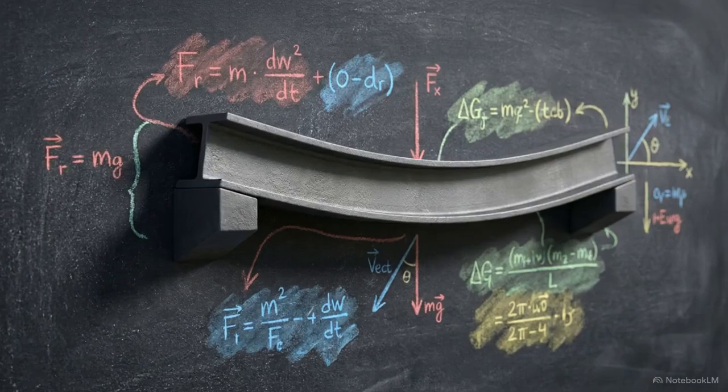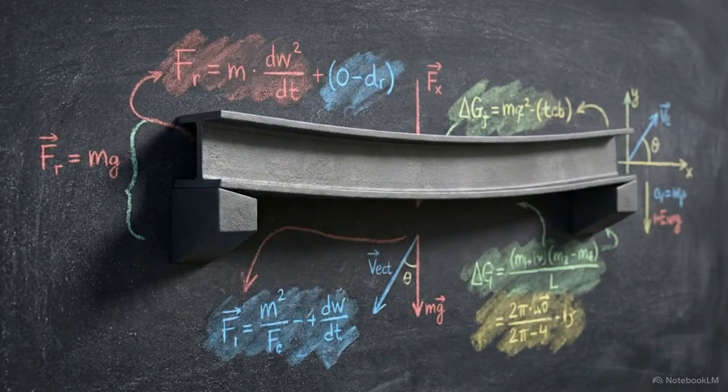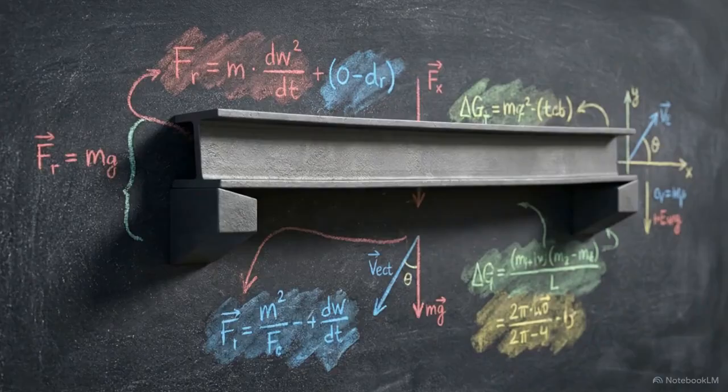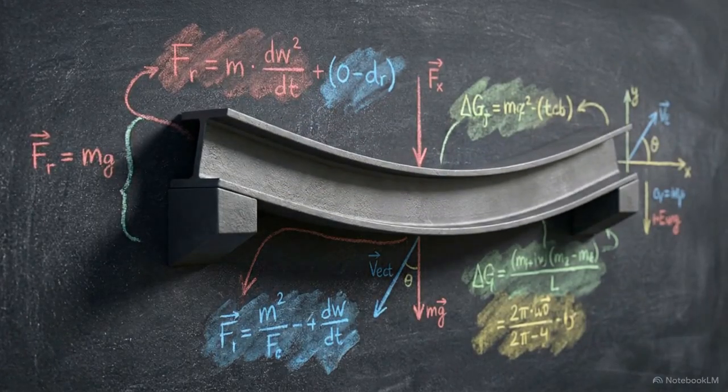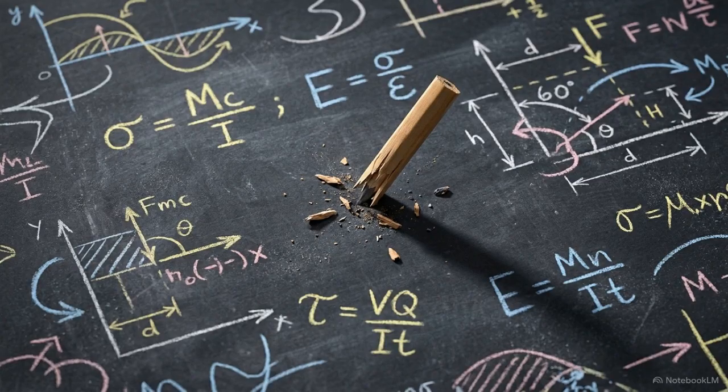Look closely at the center of this steel I-beam. It is physically bending downward, reacting to an immense pressure pressing on its span. To calculate exactly how much a beam like that deflects, we have to move beyond writing out formulas by hand.